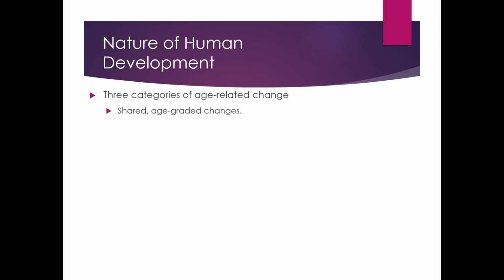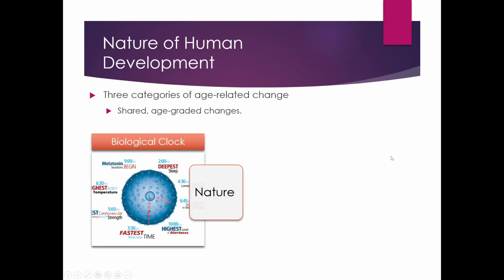Welcome back. We are going to pick up with the three categories of age-related change. So the first one is shared age-graded changes. One type of a shared age-graded change would be the kinds of outcomes that are governed by the biological clock. So this would really be the nature side.